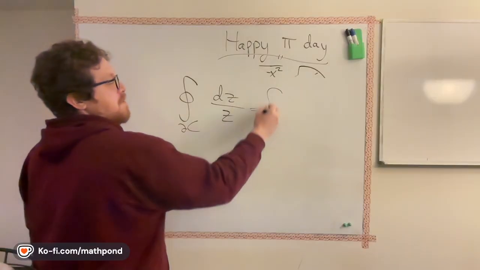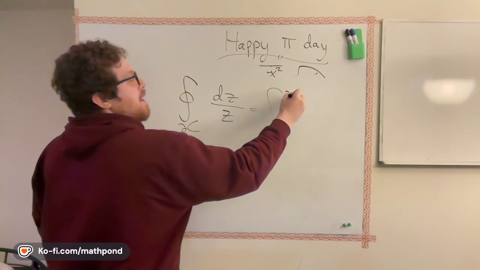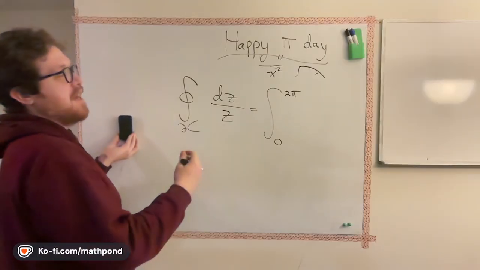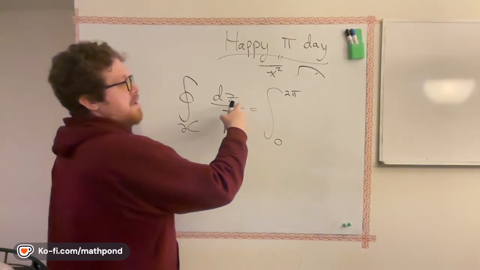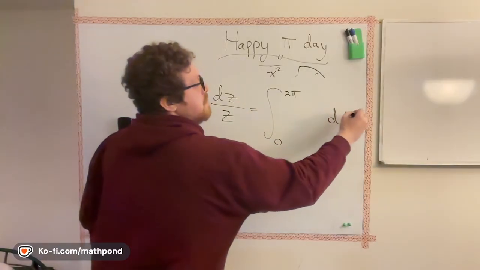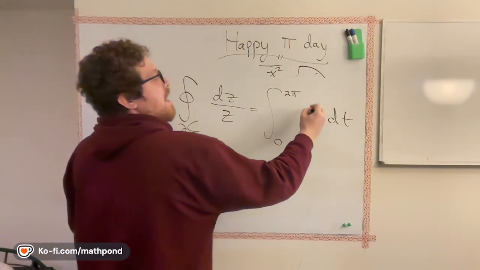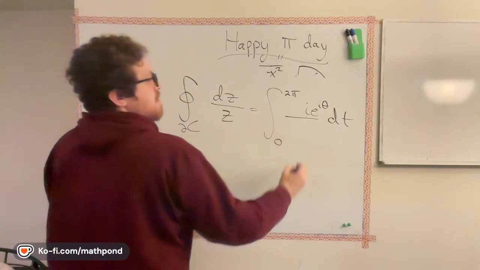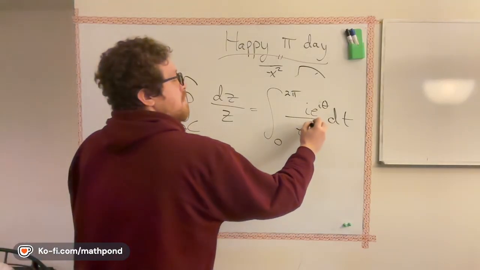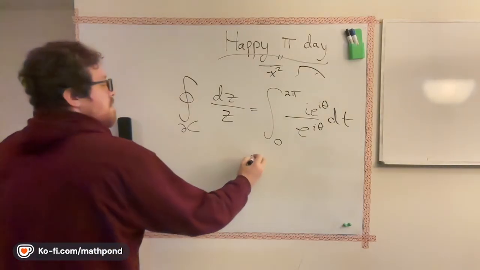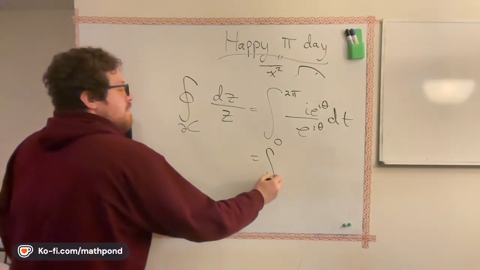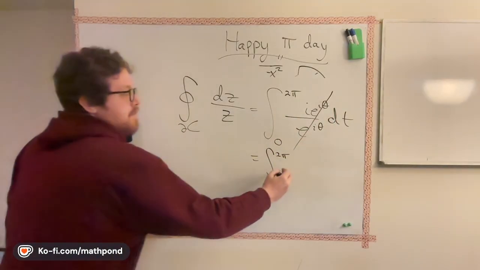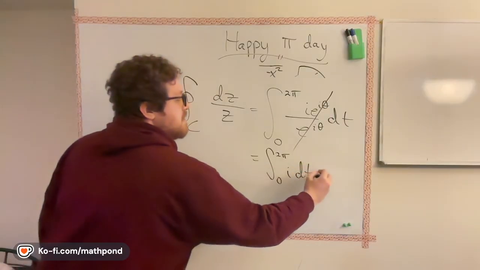So this is an integral from 0 to 2 pi of, now instead of dz, we're going to have a circle, so it's e to the i theta. But we want the derivative, so I can replace it with dt. The derivative of e to the i theta is i e to the i theta, and then it's going to be divided by e to the i theta. So then these e to the i thetas cancel. You just get an integral of i dt. And that's how we get this 2 pi i.